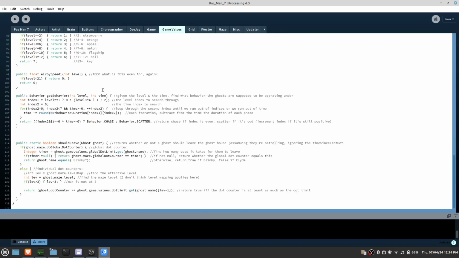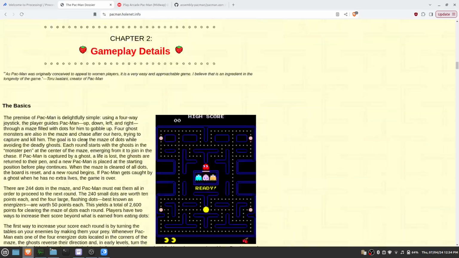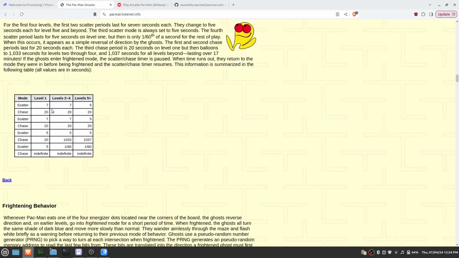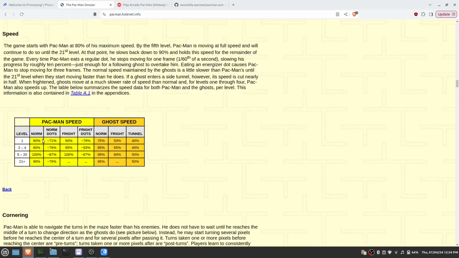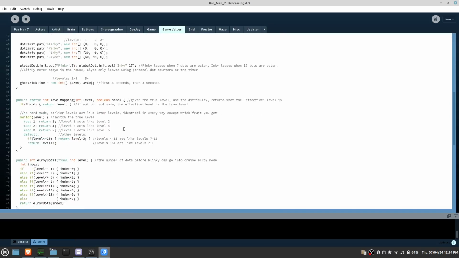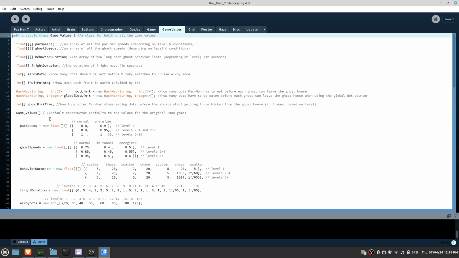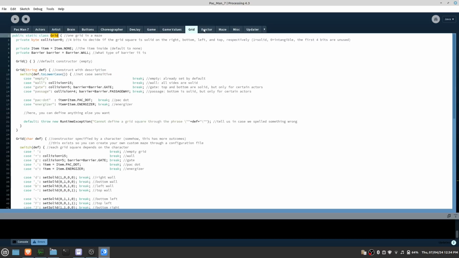And then we have the game values, which depict arbitrary game values, such as how long between the scatter and chase modes in each level, or how fast each actor can go in each level, etc. And these can easily be edited by the programmer, at the programmer's discretion, if they want to change up the gameplay a bit.